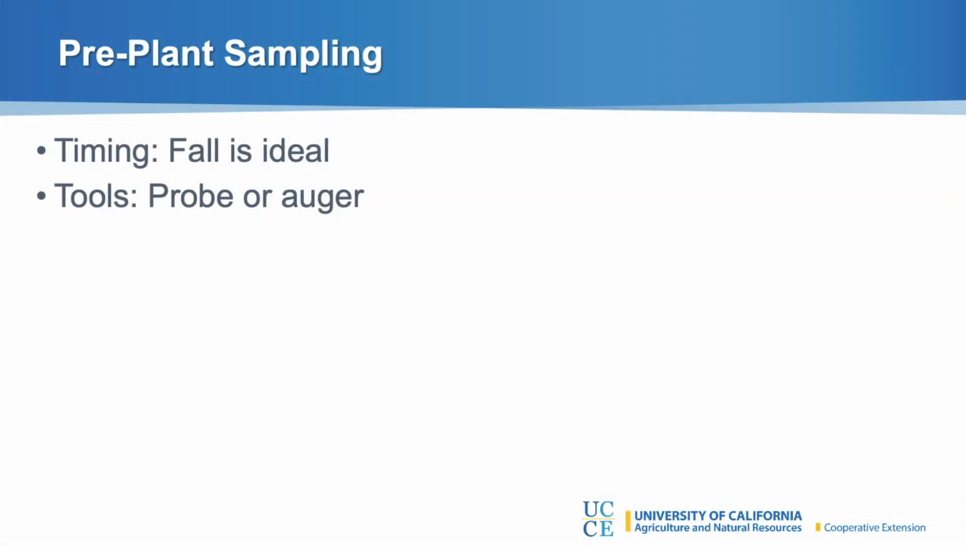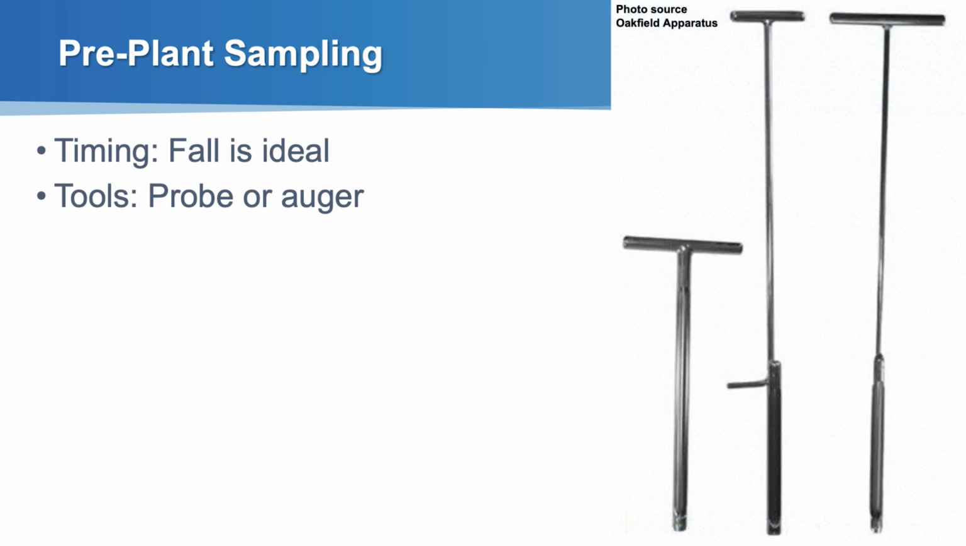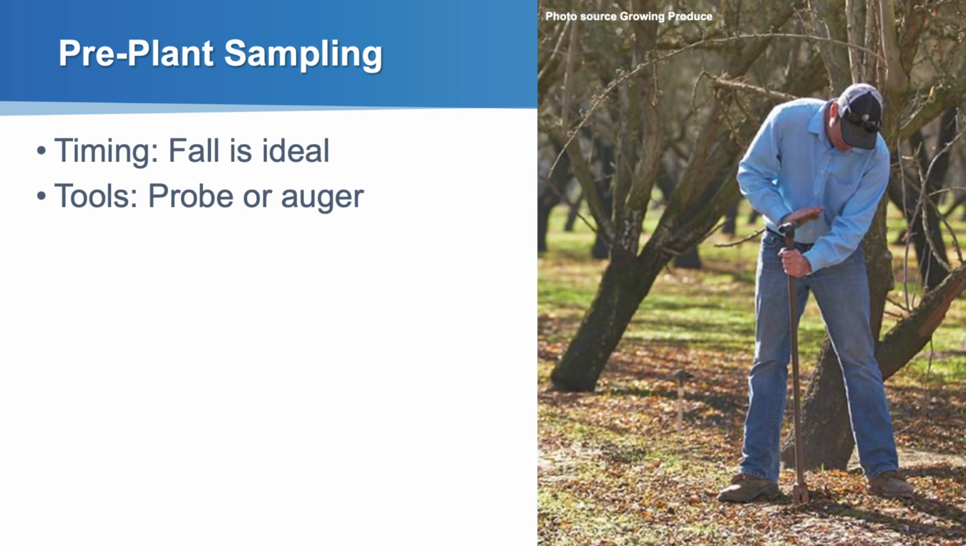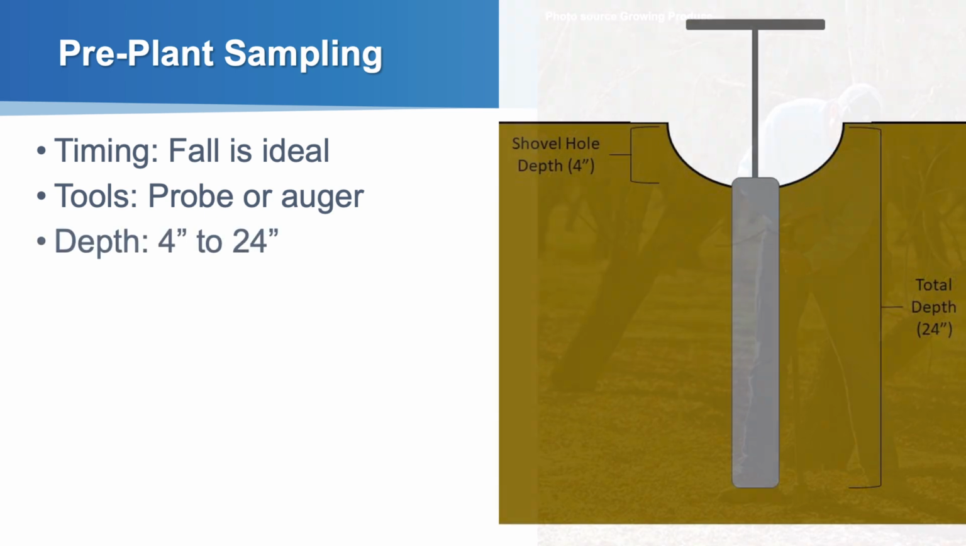You want to get into the soil because that's where they are, so a probe or an auger can be helpful. Probes are easier to clean. In talking to Andreas, the nematologist, he recommends a 4-inch to 24-inch depth for tree crops.